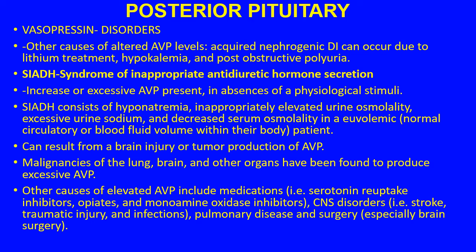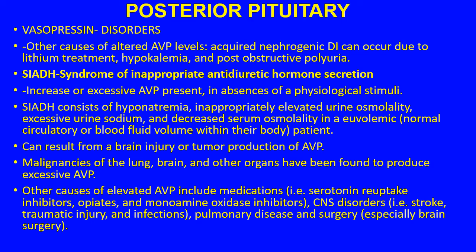How could you tell? Because there's a bunch of other factors that are there. You're producing normal quantities of urine and of various other factors. All other factors seem to be normal. But still, you're getting this massive swing of AVP. You will have excessive urine sodium. You will have decreased serum osmolality in a euvolemic state, in other words, normal circulatory or blood fluid volume within the body of the patient.